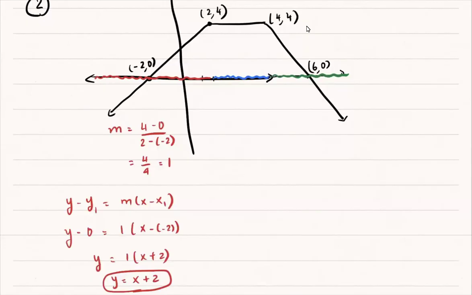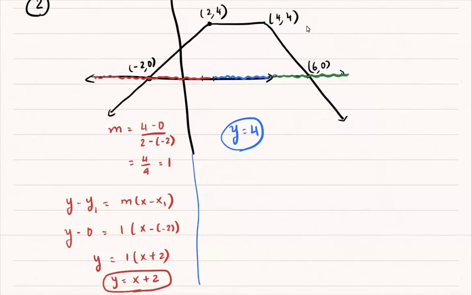So now let's see the equation of the second line. The second line is a constant, correct? So all the y values are 4. So this equation is pretty straightforward. y equals 4 is the equation of the second line.